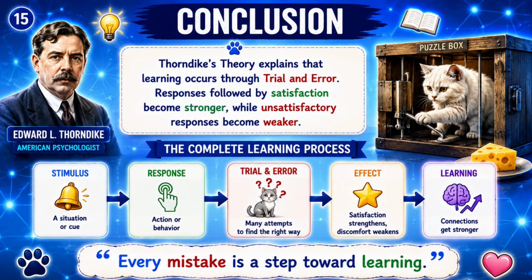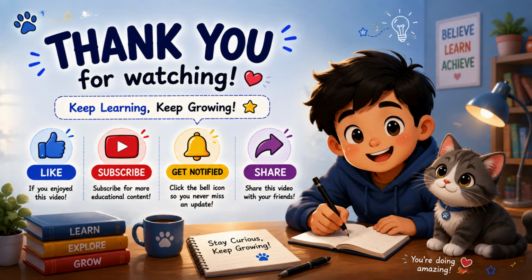To conclude, Thorndike's theory of trial and error learning teaches us that learning happens through practice, experience, and repeated attempts. We learn by trying different responses, making mistakes, and improving based on the result of our actions. The law of effect explains that responses followed by satisfying outcomes are strengthened while unsuccessful responses are gradually eliminated. This shows that every mistake is an opportunity to learn and grow. So, the key message of Thorndike's theory is very simple: from trial and error to better tomorrow.